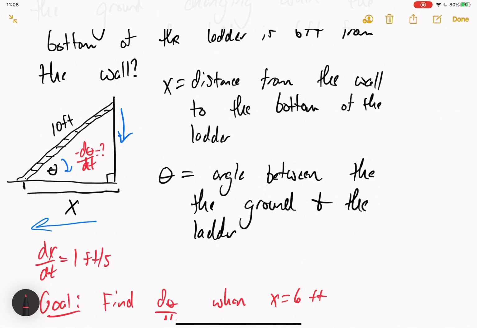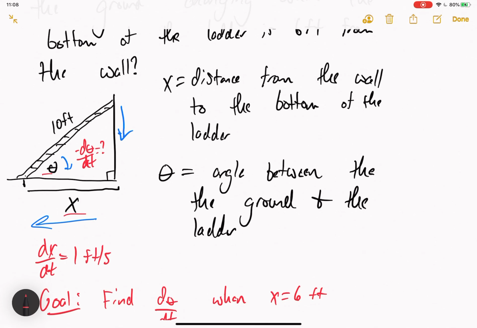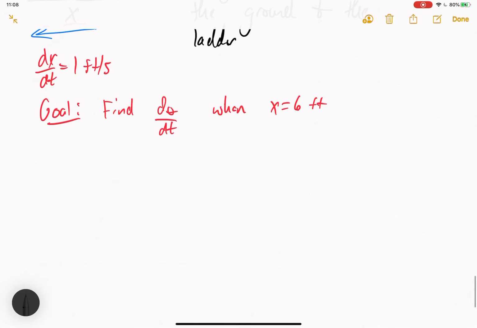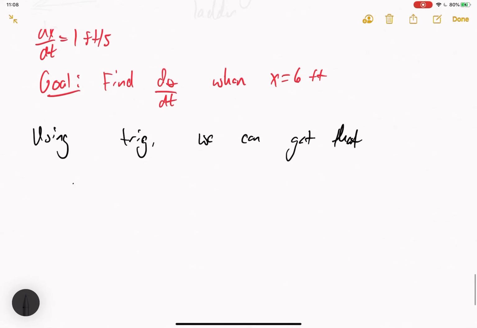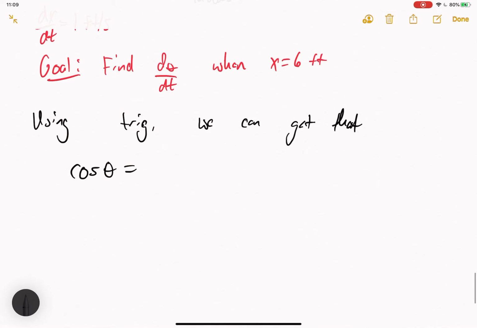So in terms of trigonometry, we can relate this. How can we relate an angle to this side and this side? That's just a cosine. So using trig, cosine of that angle is equal to the adjacent, so x, divided by the length of the ladder, or the hypotenuse, so divided by 10. I'm not going to use any feet or anything like that for right now because it's just tedious.